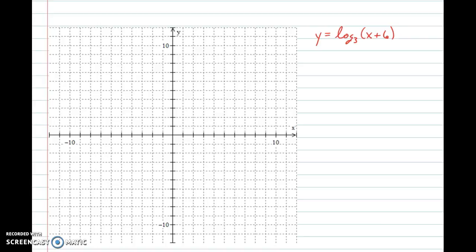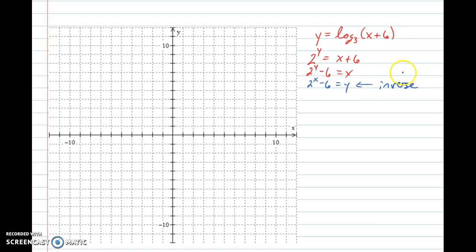So what I'm going to do is switch it around to an exponential. Remember, the base of the logarithm becomes the base of the exponential. The result of the logarithm becomes the exponent. So I get 2 to the y equals x plus 6, or 2 to the y minus 6 equals x. And if I switch it around, I'm going to get 2 to the x minus 6 equals y. That's the inverse.